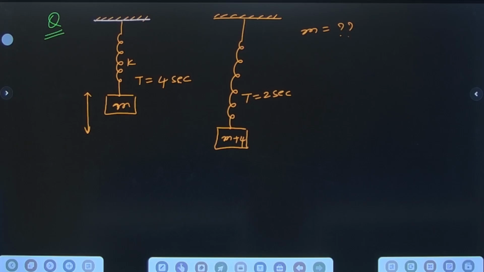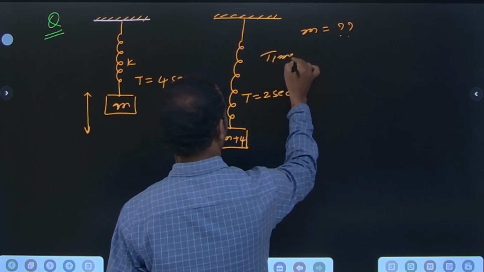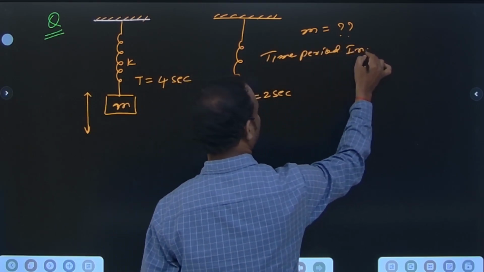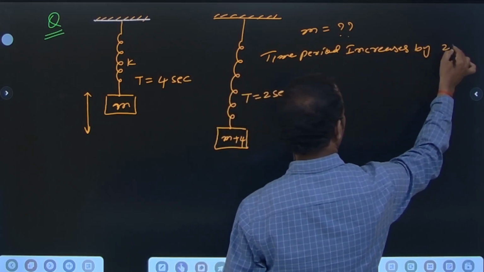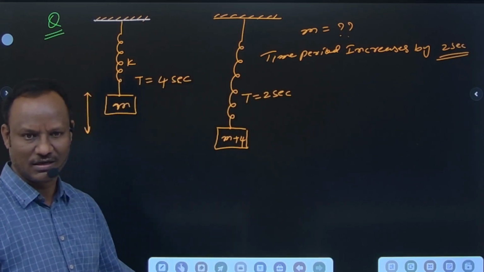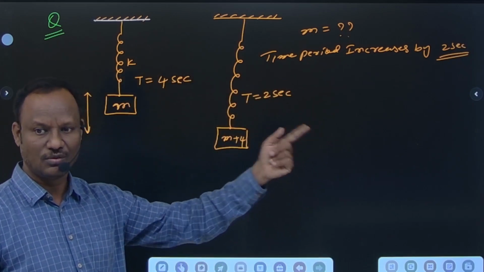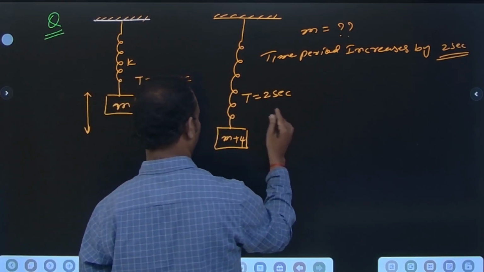So the time period increases by 2 seconds. But what does increases by 2 seconds mean? It is added to the first one. Only the value is to be given. Increases by 2 seconds means what should I write here?